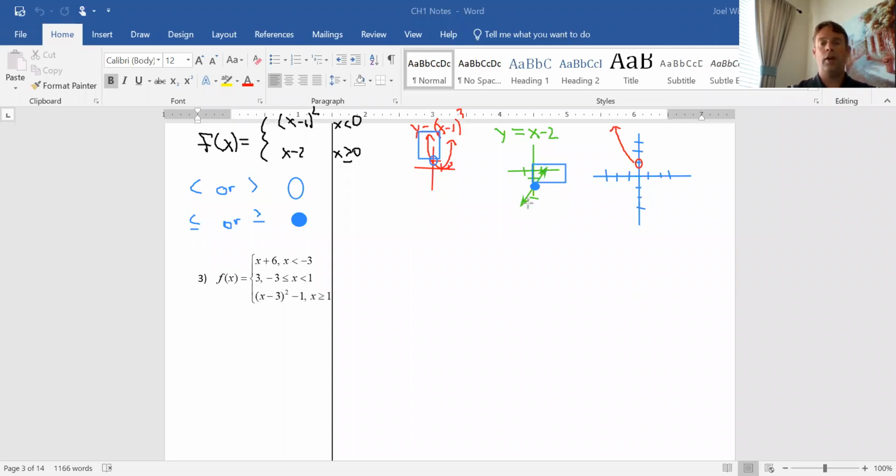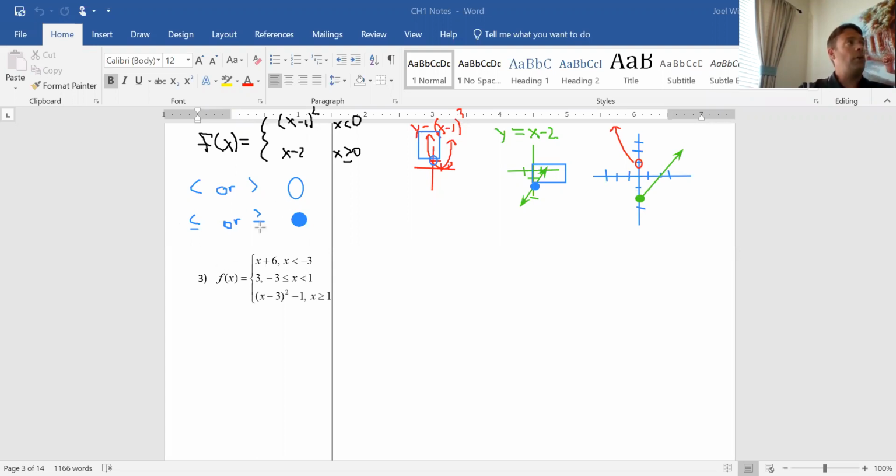So let's go ahead and add our green function on here. So x is greater than or equal to 0, x minus 2. Then I have a slope of positive 1. So it'd be looking like this. So that's a piecewise function. So this right here is the graph of this piecewise function.